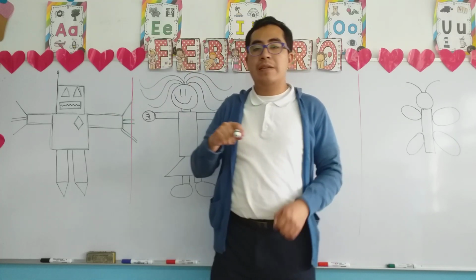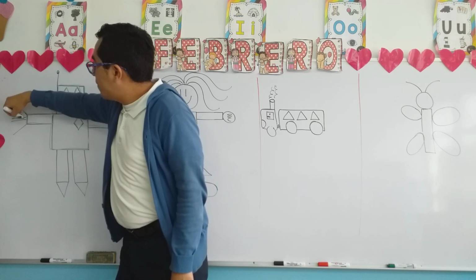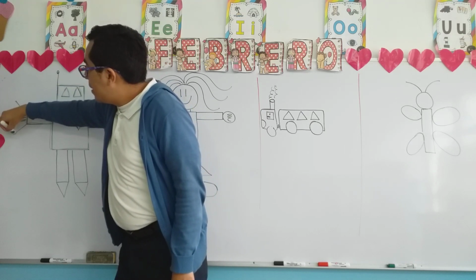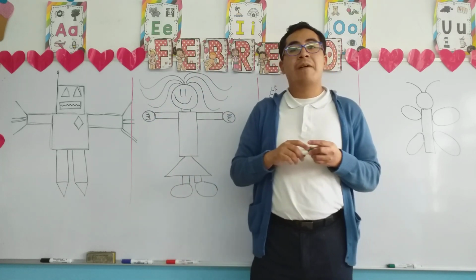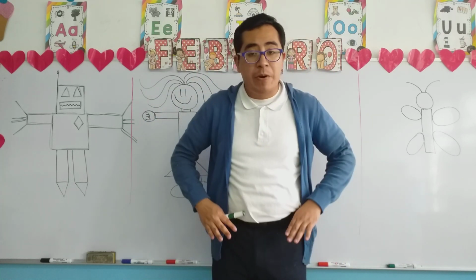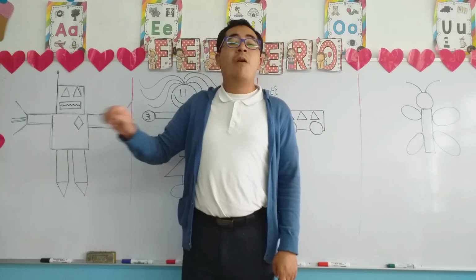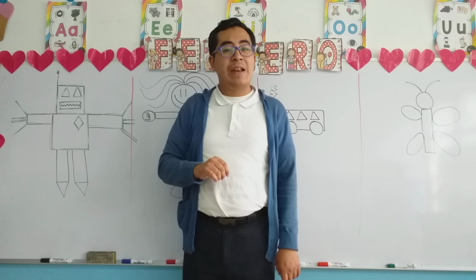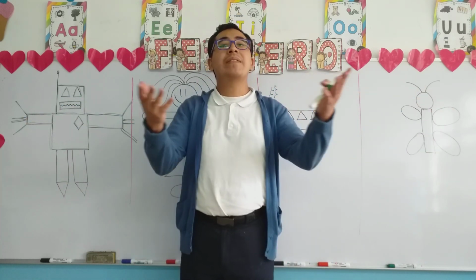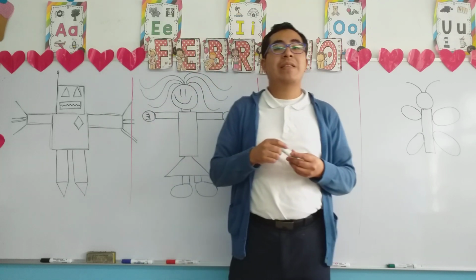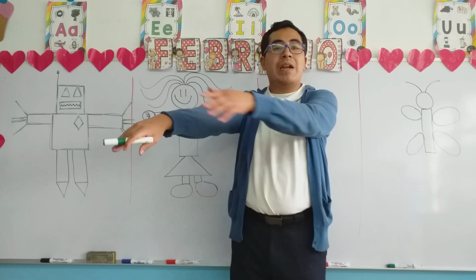Next, we have the second hand, inclined lines, horizontal lines. Now, let's continue with the final part of the robot, which are the legs. For the legs, once again, we have a geometric shape that is similar to the arms. What is it? Tenemos una parte de una figura geométrica similar a la que utilizamos para los brazos.